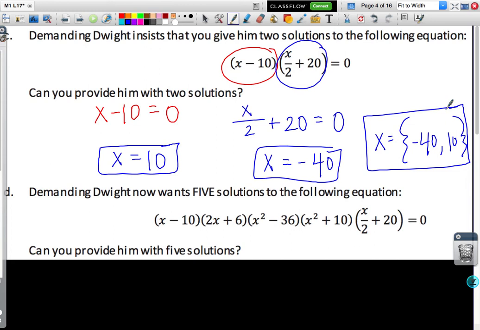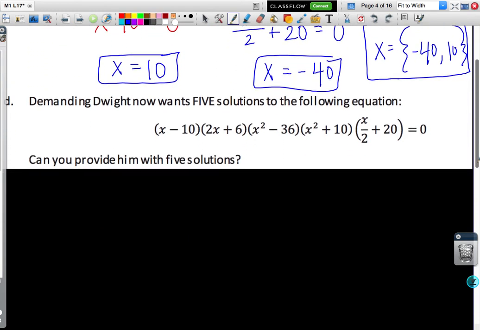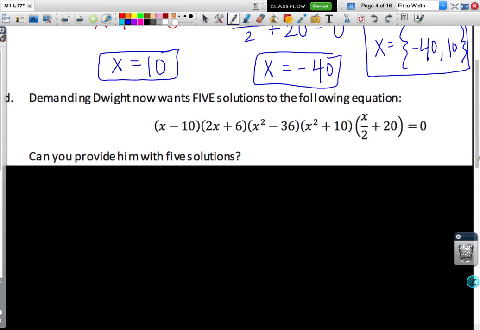Look at part D. Now Demanding Dwight wants 5 solutions to the following equation. Okay, so again, this time we're given 5 sets of parentheses, or 5 factors, and we're going to set each factor equal to 0. So we have already done this first one and this last one based on part C. So we already know that 2 of our solutions are 10 and negative 40. So those are done. And now we're going to finish out the middle ones.